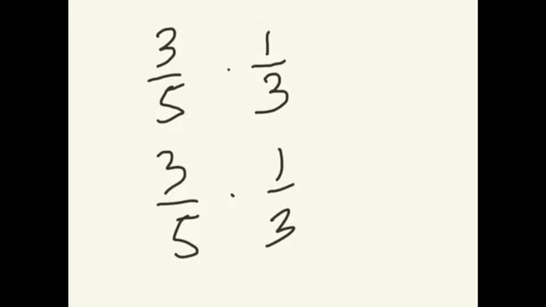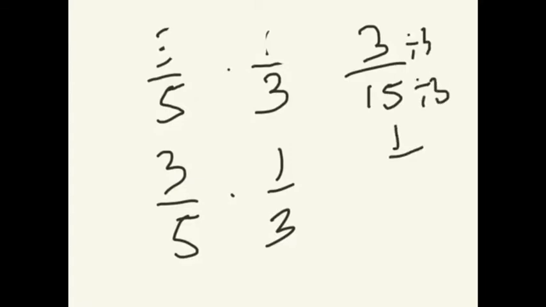So you multiply top times top, which is 3 times 1, and you get 3. Then you multiply the bottom, 5 times 3, which is 15. You notice that 3/15 is not reduced, so you reduce it by a common factor of 3, and you end up with 1/5.